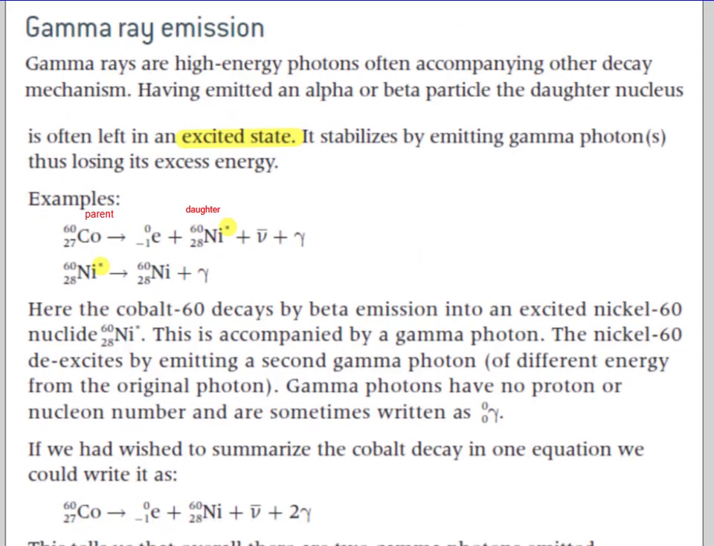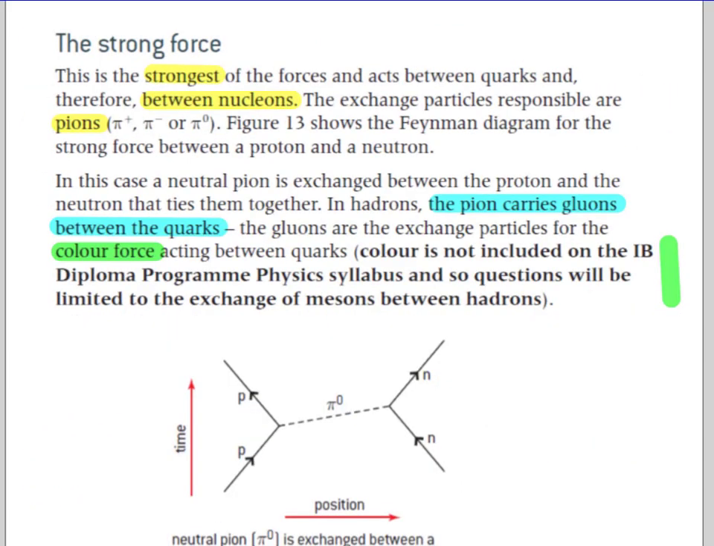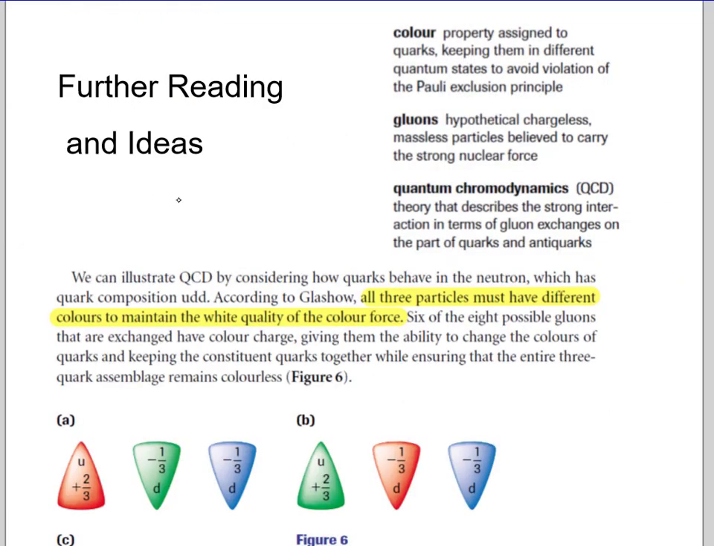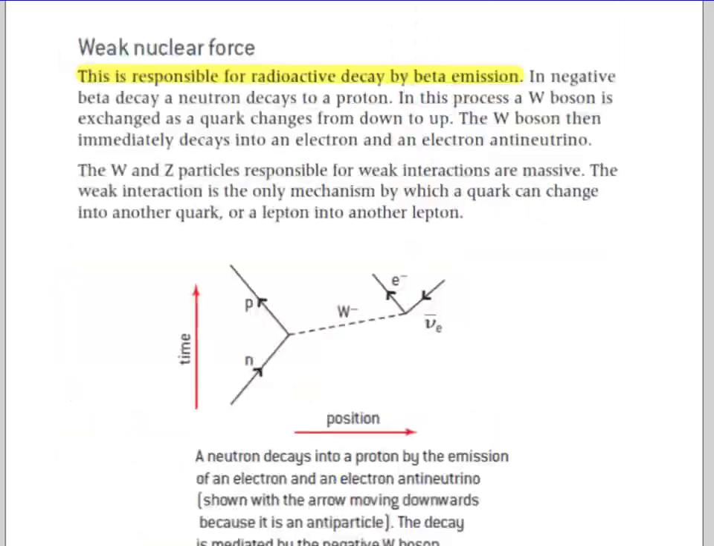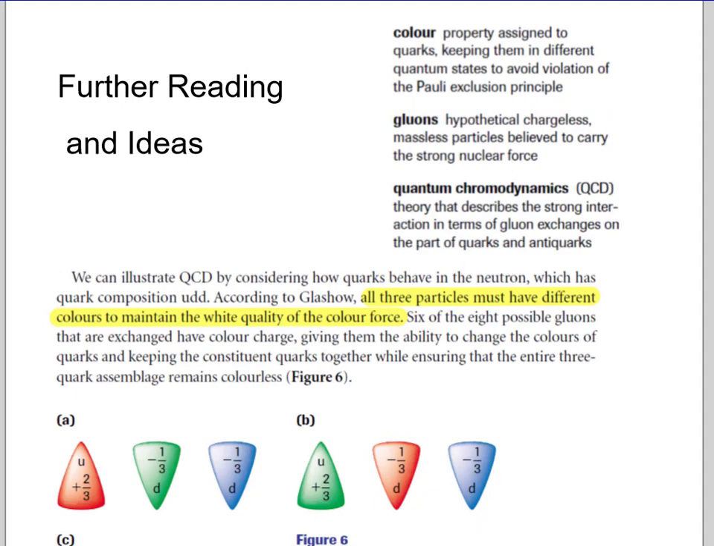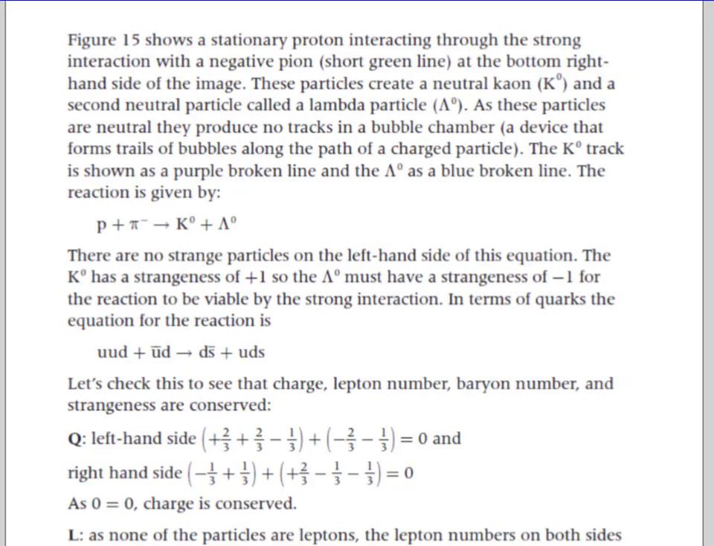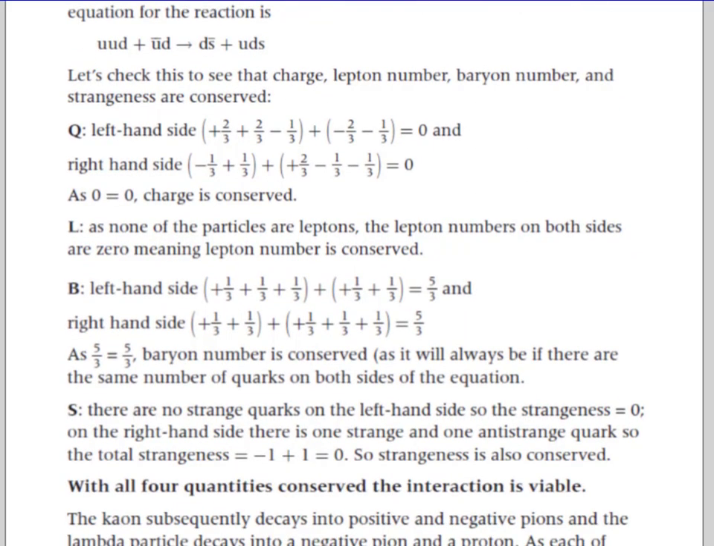Okay, and then there's more on gamma. You can read about gamma. There's more on the strong force. It talks about pions, which are the force carriers, and names for the gluons that are doing the exchange. There's something called color. I'm not going to go into color. It's not an IB requirement. So this is all posted in the notes for people who are really interested. There's further reading on color. There's also a conservation of strangeness, which you can dive into. And there's a really long worked example for those people who are keen.